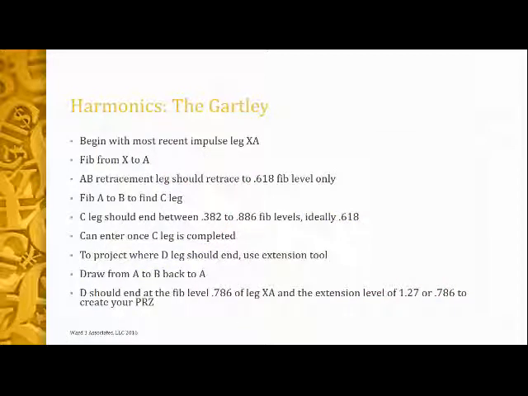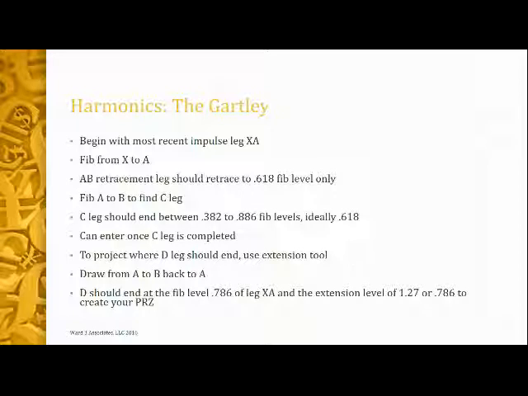Begin with the most recent impulse leg, XA. Fib from X to A. AB retracement leg should retrace to the 618 fib level only. Again, AB retracement leg should retrace to the 618 fib level only. If it retraces to anything else, it's not valid. Fib A to B to find the C leg. C leg should end between the 382 and the 886 fib levels, but ideally at the 618. You can enter the market once the C leg is completed.